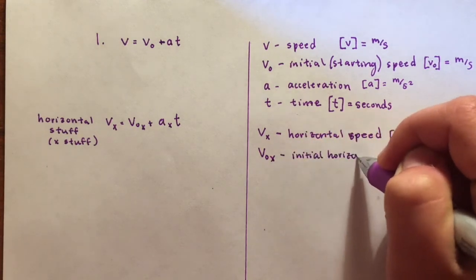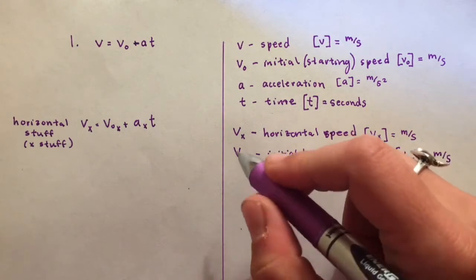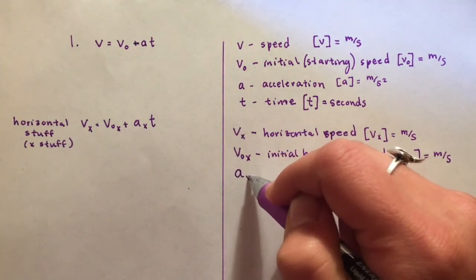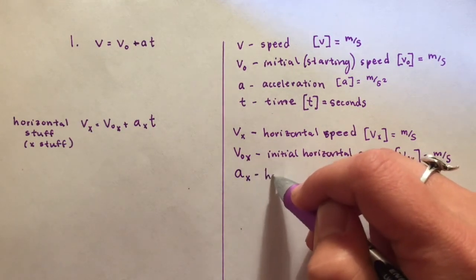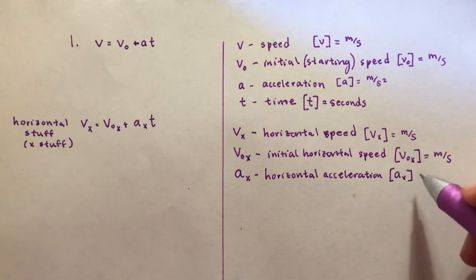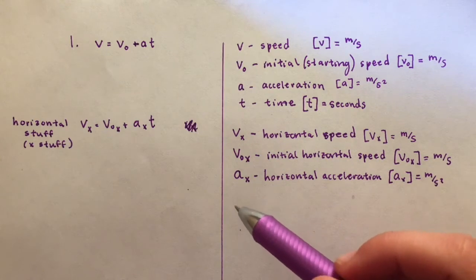Now, acceleration. If we're talking about x stuff, we want acceleration in the x direction. That's a sub x, horizontal acceleration. The units are the same as regular acceleration because it's still an acceleration. All right, and finally, let's talk about time.